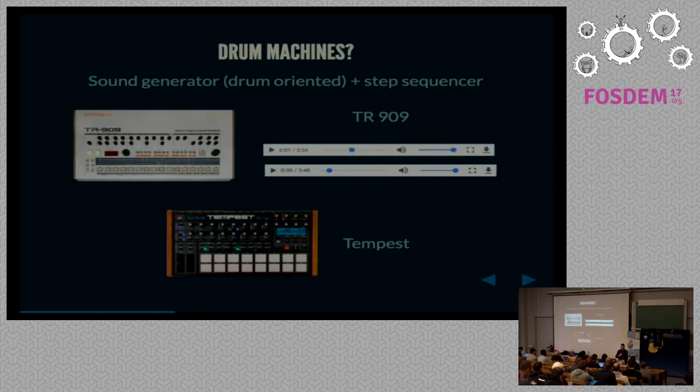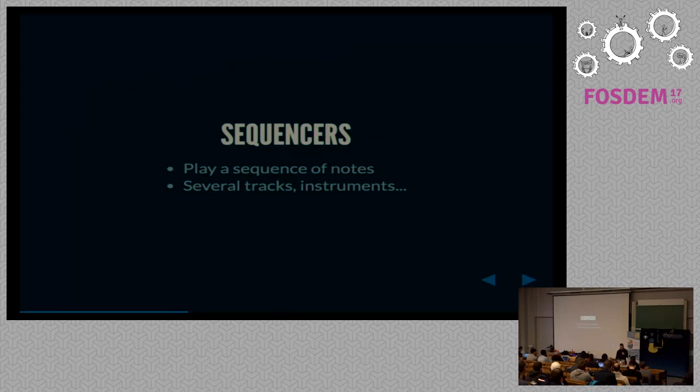Now, what about drum machines? So these are sound generators plus a step sequencer, which I will define shortly. So a famous example is the TR-909. Yeah, from Daft Punk, or in various other styles, like with Bjork. So this is a TR-909 too.